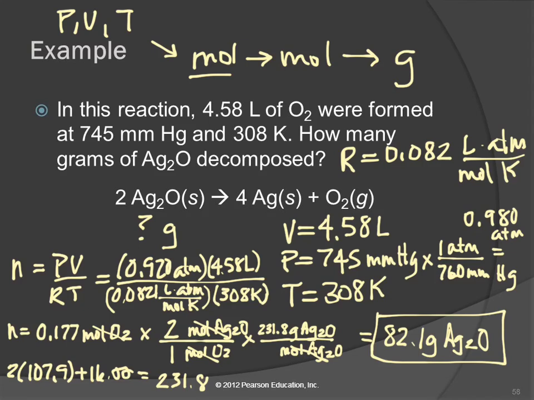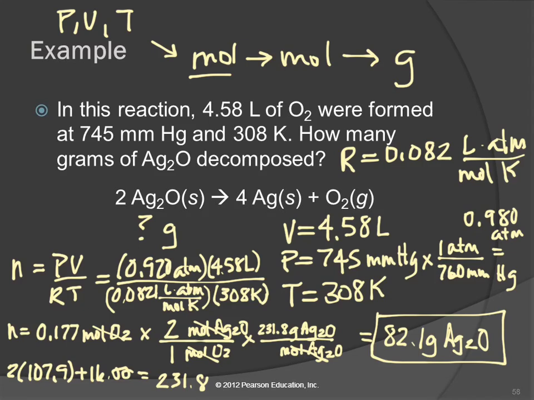No questions about that one? What was the answer that you got for N? N was 0.177 moles. And then I converted that to moles of silver oxide and then to grams. Grams to moles to moles to grams. This time, though, we're not starting with grams. PVT to moles to grams just doesn't have the same ring to it, does it?